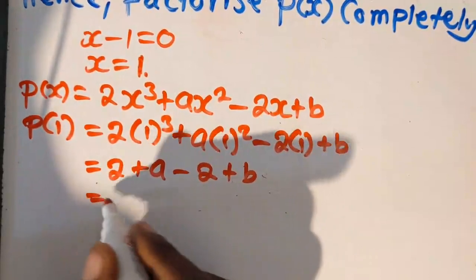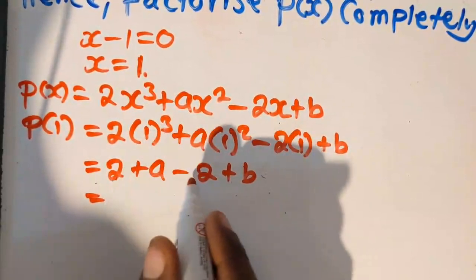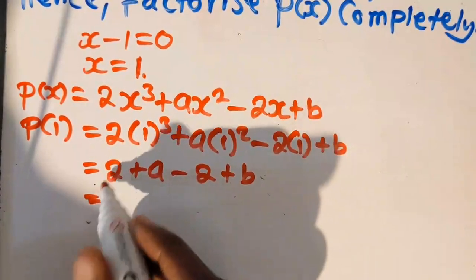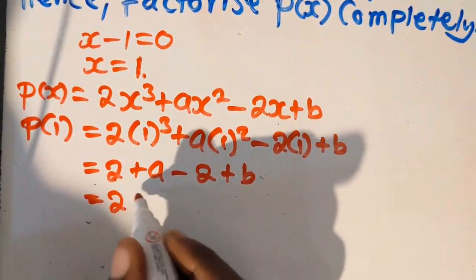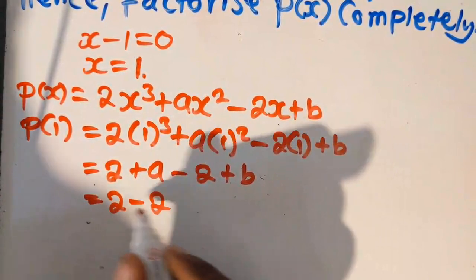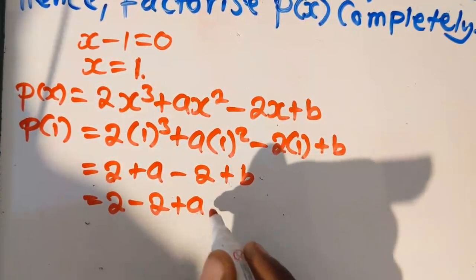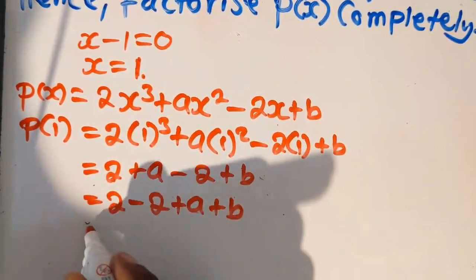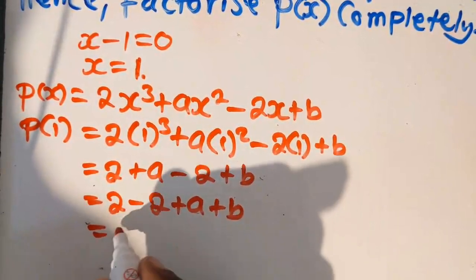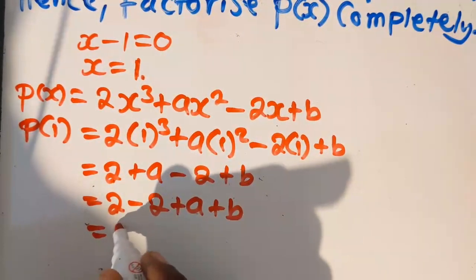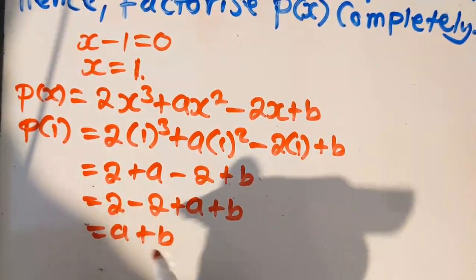So it is going to be 2 minus 2, it is 0. Because here it will be 2 minus 2, these are the like terms, then we say plus A plus B. Then we say 2 minus 2, it is 0. So what we are going to remain with is A plus B.